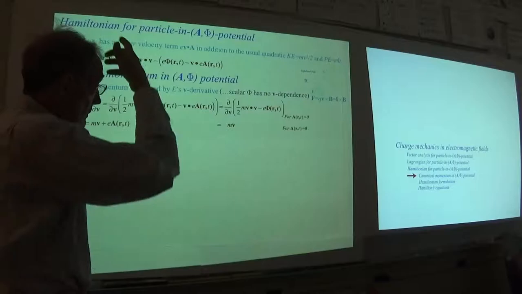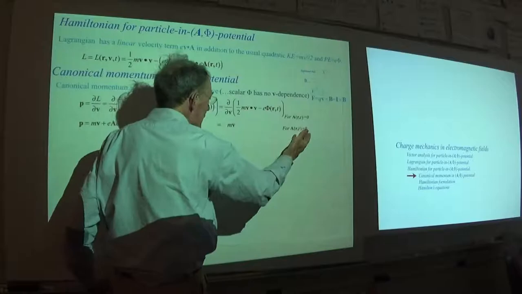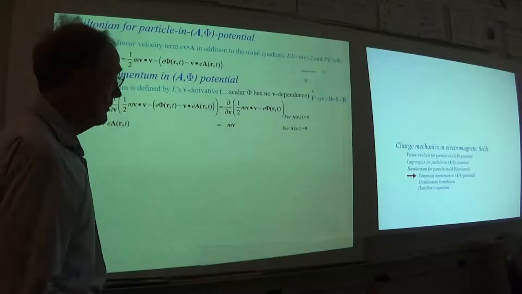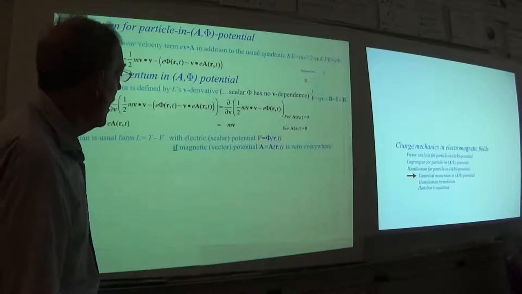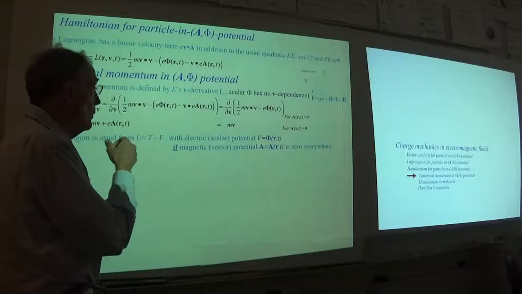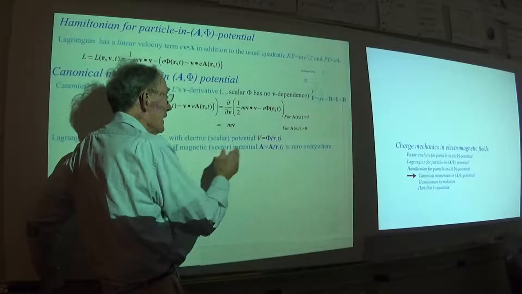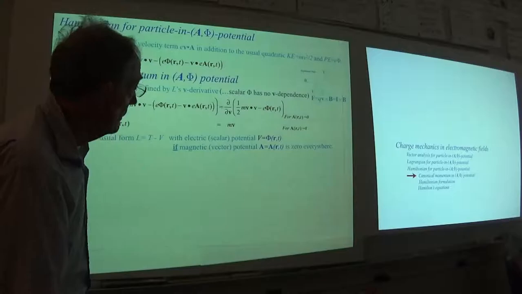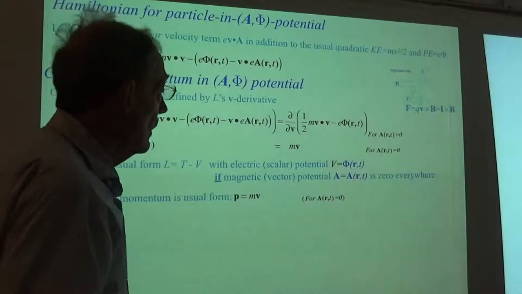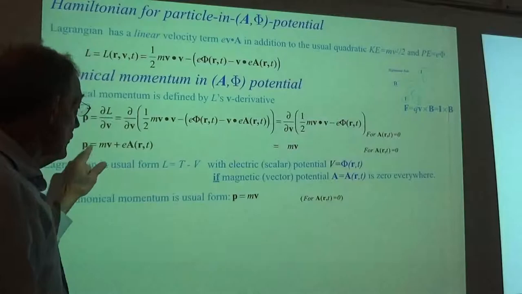Okay. So if we don't have any vector potential, then you just get mv. And that's pretty obvious from here. This is not there, we can forget about this. It turns out it always is there, but it just maybe doesn't get felt. It's hiding in the background very often. So the Lagrangian here, the usual form, T minus V, with an electric scalar potential, if this can be taken to be zero everywhere, then we're back doing what we've been doing in most of the mechanics we've done so far. And this canonical momentum, p equals mv, is the usual form, but only when this is zero. Otherwise, that's your momentum. You've got to tack this thing on there.